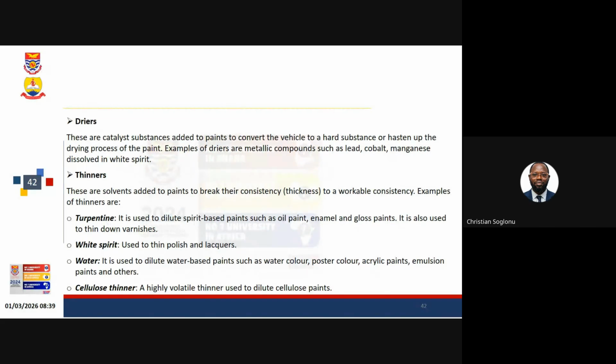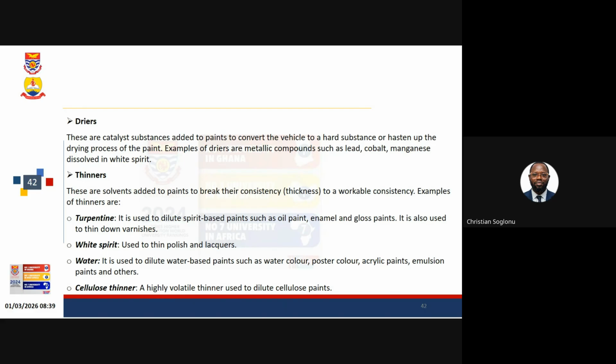So we have white spirit, used to thin polish and lacquer. So the white spirit, you can get the alcohols and others. It will be used to thin down your polish or probably your lacquers.